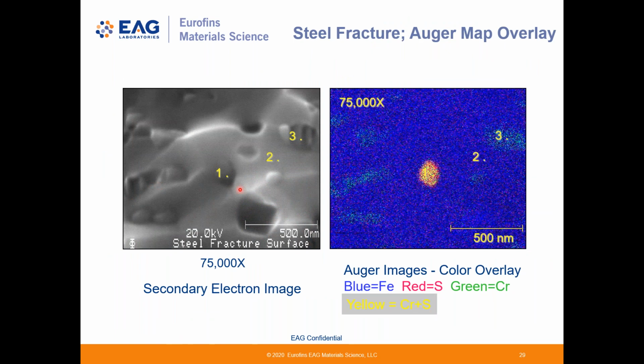This slide shows more results from just this one sulfur-containing particle. We can zoom in even further, and we show here an Auger map overlay of iron, chromium, and sulfur this time. So the red sulfur map plus the green chromium map together give this yellow color on this precipitate, indicating that this particle is chromium sulfide. So a precipitate of chromium sulfide is shown here. Note that the size of this particle is only 100 nanometers or so.